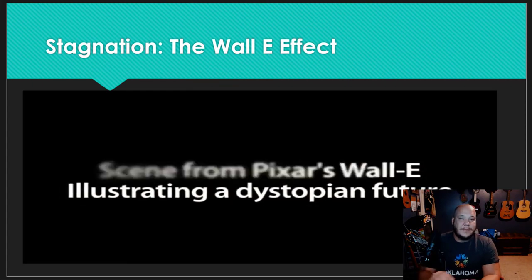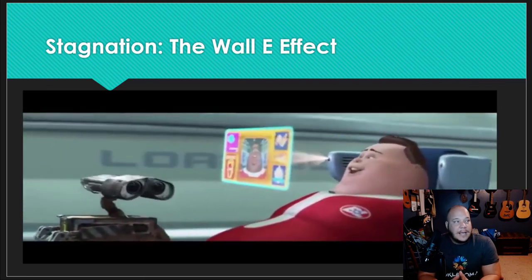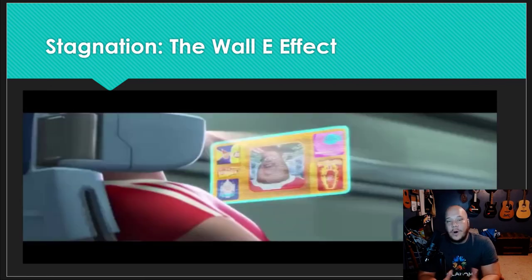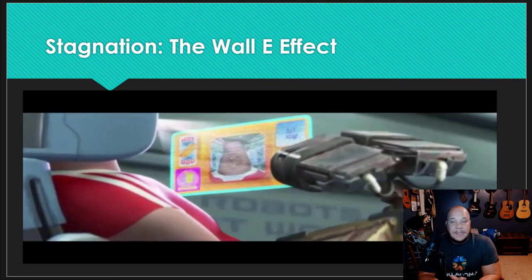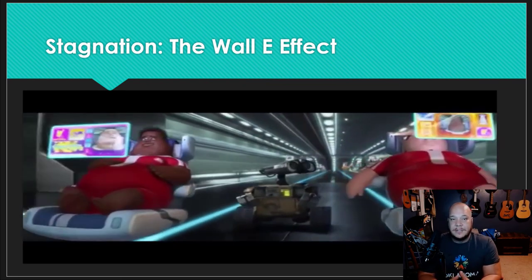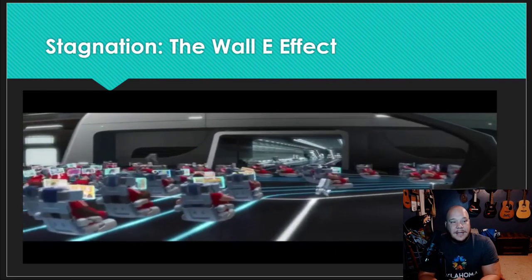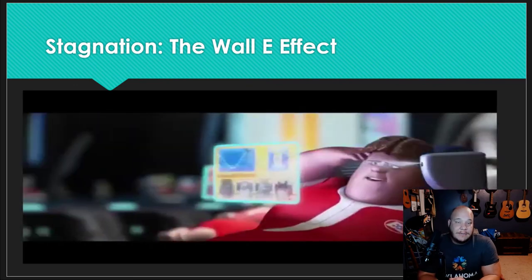So, in the absolute worst possible outcome, technology could cause what is called the Wall-E effect. It might be the end of us, but not in a way that's epic, like the Terminator coming and starting a war with Sarah Connor and us killing off each other. It might simply just make us lazy and fat.